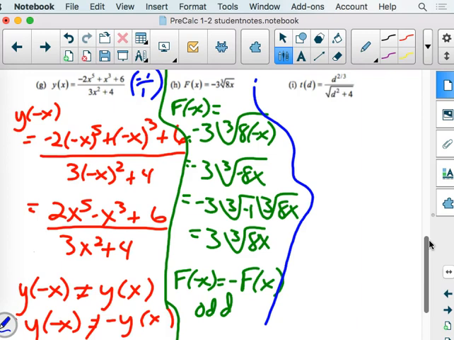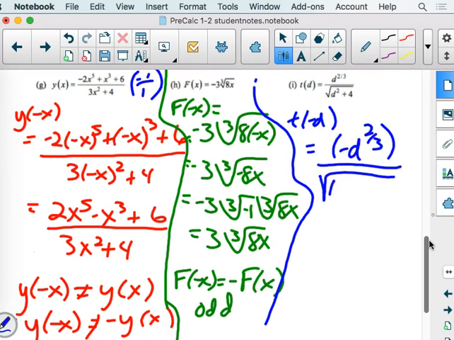Look at that little one there. T of negative d. All right, so negative d, 2/3 over the square root of negative d squared plus 4. Well, I like the denominator because it's not a lot of work. Square root of d squared plus 4. So that's all good.